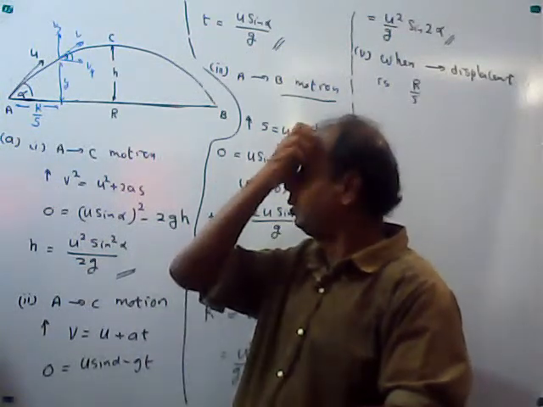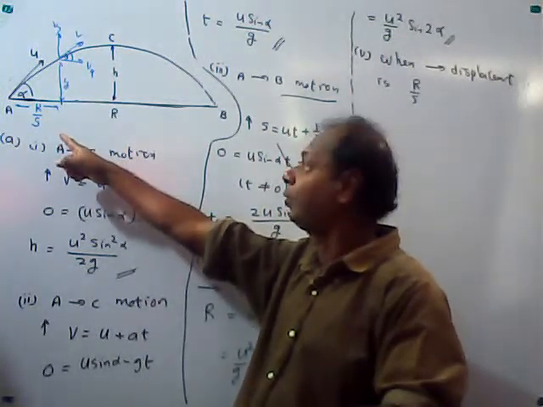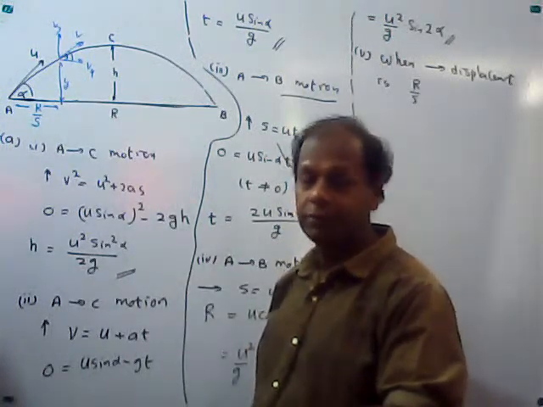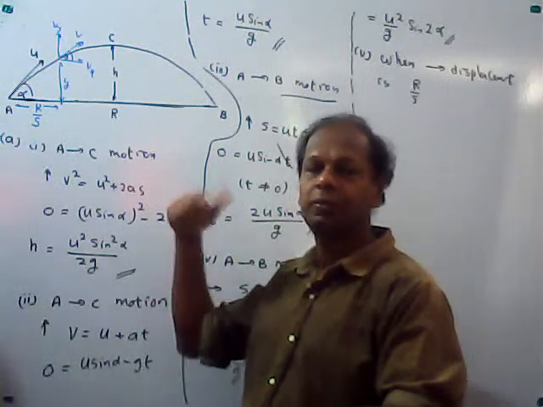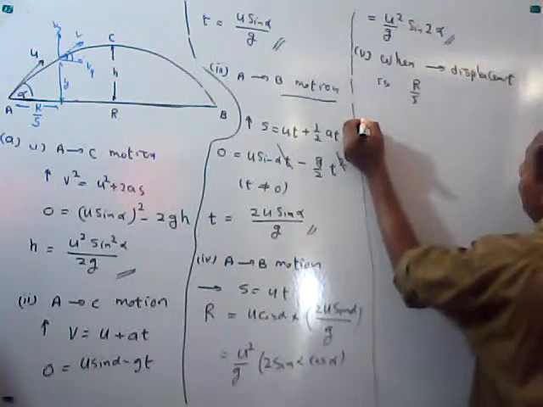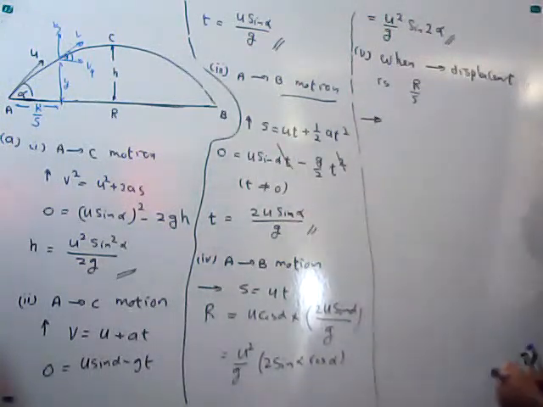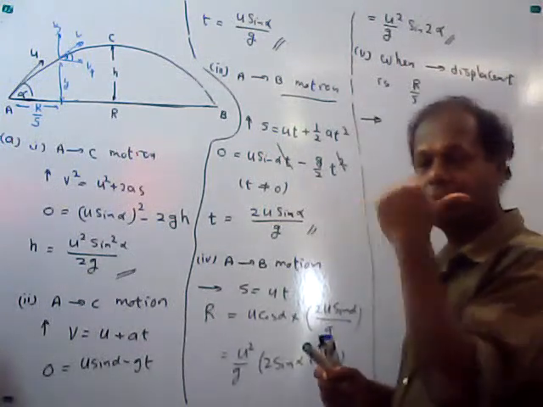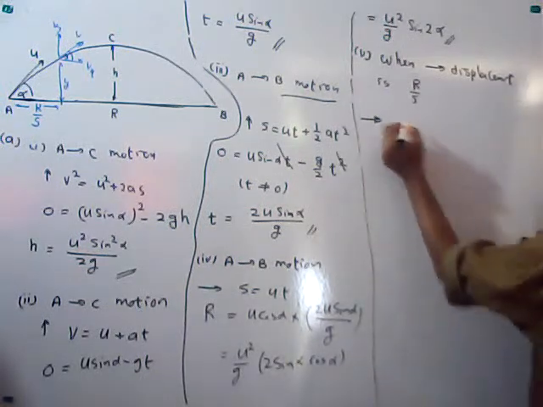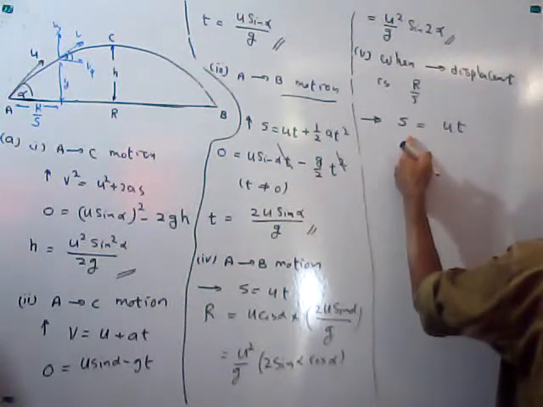To find the time t, the data is the horizontal displacement R over 5. So we can use that to find the time. We'll first find time t, then use that to find the other things. Horizontally, the only formula we use is S equals ut. We'll use that with R over 5.